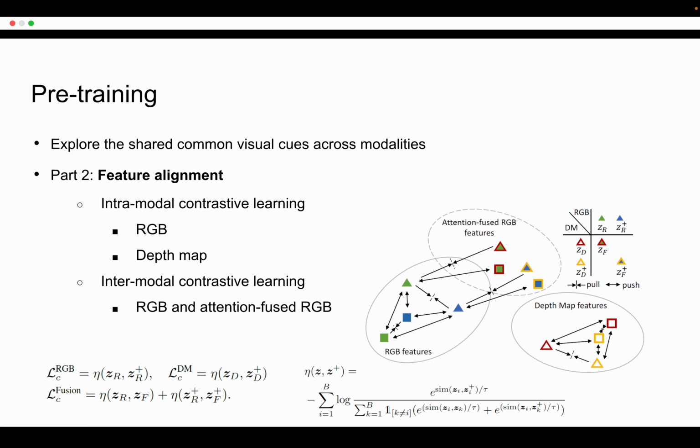Next, we want to explore the shared common visual cues across modalities. Here, we use feature alignment in these two modalities, which contains intramodal contrastive learning in RGB and the depth map respectively, and intermodal contrastive learning for RGB and attention-fused RGB.